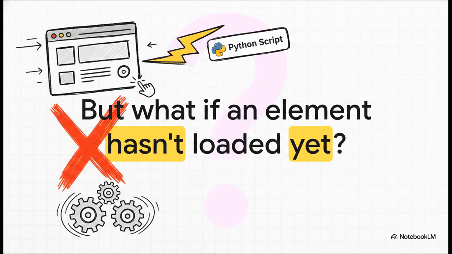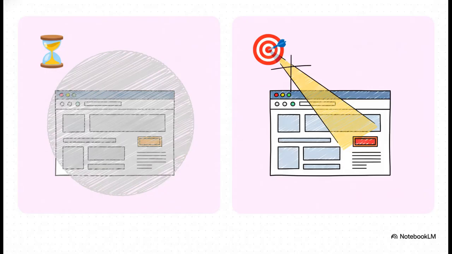But here it is, the classic problem that every single beginner runs into. The modern web is dynamic, right? Pages load things in pieces. So what happens when your super fast script tries to click a button that hasn't even loaded on the screen yet? Crash. That's what happens. Your script breaks. So the crucial takeaway here is that we need to teach our script to be patient.